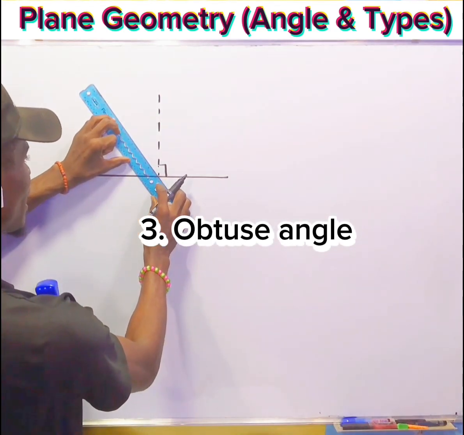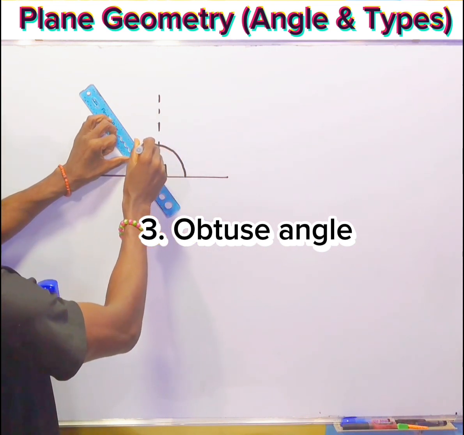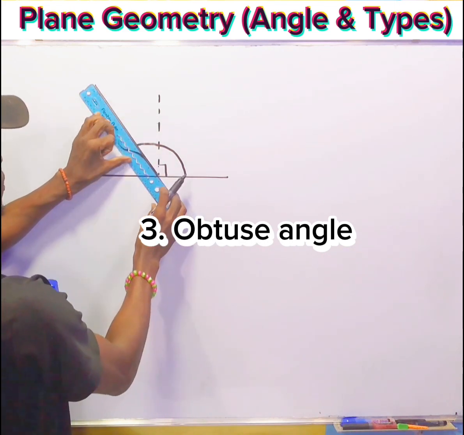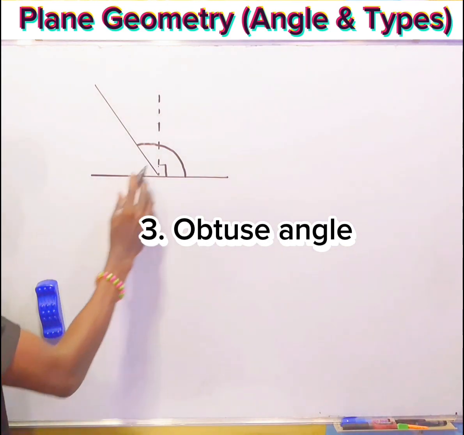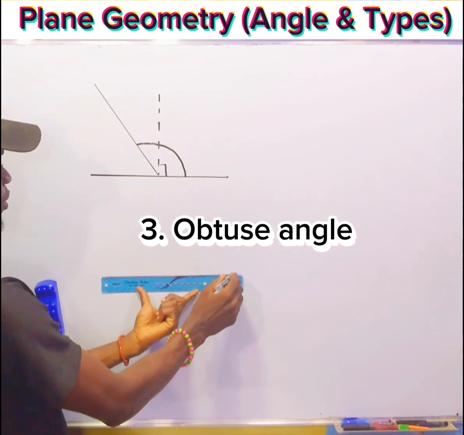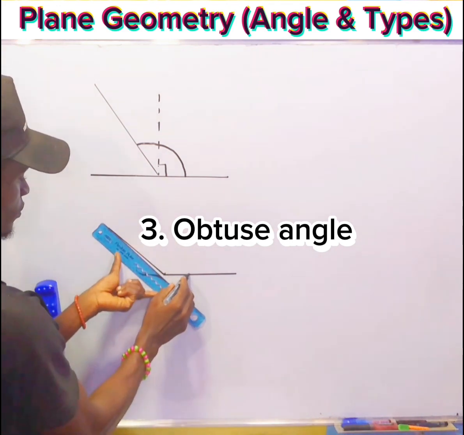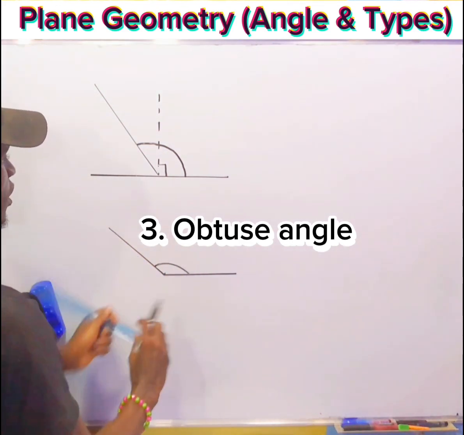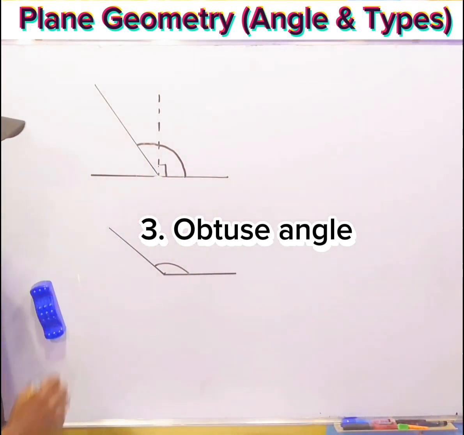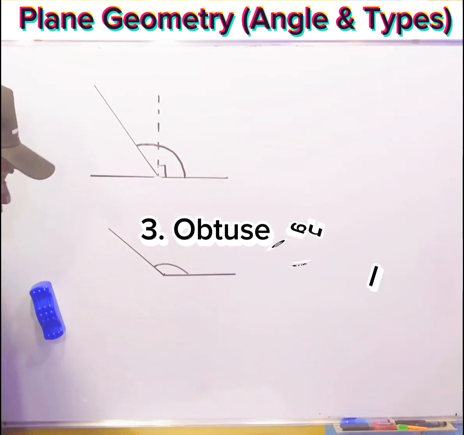So for our angle to be greater than 90 degrees, from the ground floor here, it should cross over 90 degrees and stop before 180. So we call this an obtuse angle. Diagrammatically, this is what an obtuse angle looks like. From the floor, this is 90 degrees, it should cross over 90 degrees. We call it an obtuse angle.